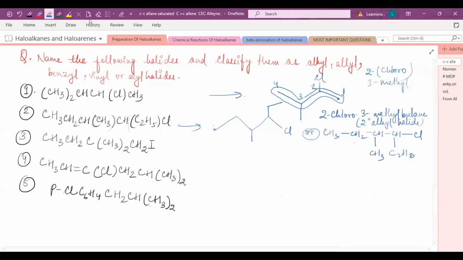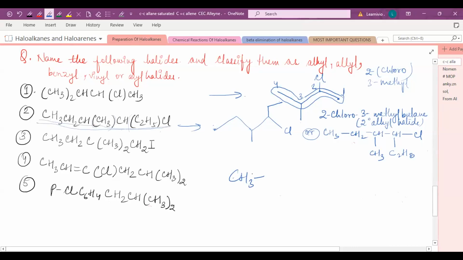Yes, you can see the second example also. See this example. For the first one, you can also draw the structure. See here, this is your CH3, right? Suppose this is the name, you can also draw the structure. You can start the numbering from here.